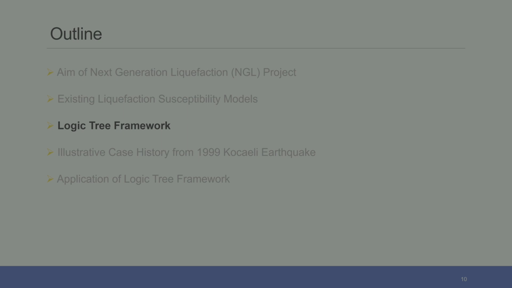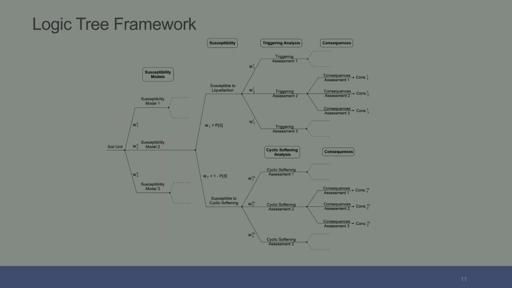Let's move on to the logic tree framework. The logic tree framework that we are suggesting has three phases in general. You start with a soil unit, and for the soil unit, you select a susceptibility model. This model might be Bray-Sancio 2006, it might be Boulanger-Idriss, or you can select both of them. Or, in the end, when we have another susceptibility model, you can use that one too. So we can use multiple models with this logic tree framework.